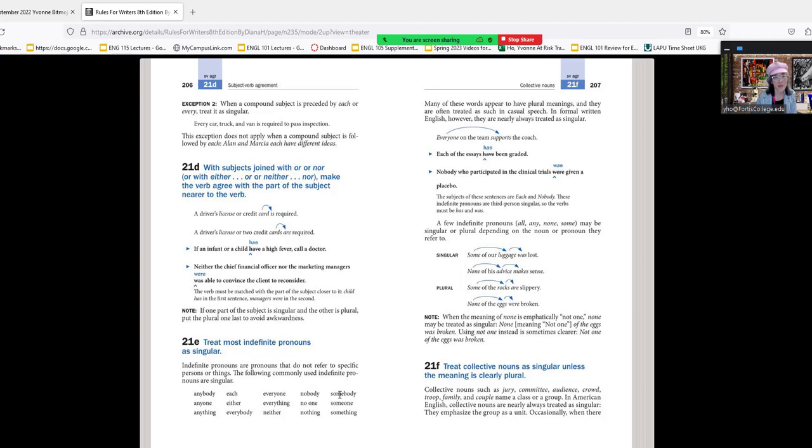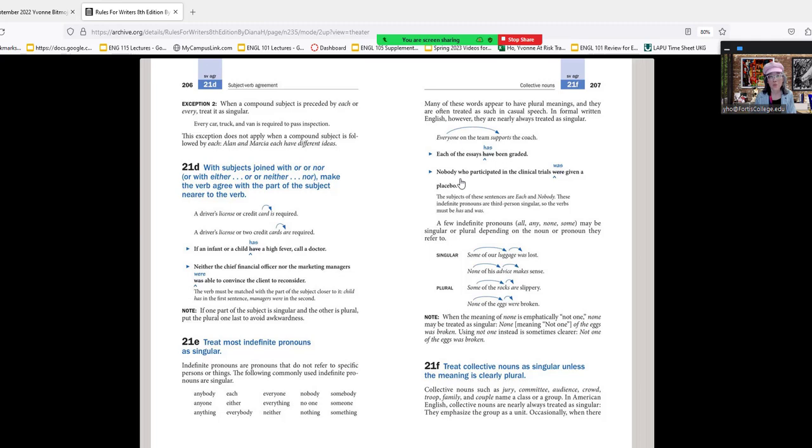Somebody is coming to knock at my door. Someone is watching over me. Anyone can be the thief or whatever. So all of these are singular subjects that take singular verbs. Everyone on the team supports the coach. So on the team is a prepositional phrase, so that's not the subject. Here the subject, everyone, takes the singular verb supports. Each of the essays. So of the essays is a prepositional phrase, and so each is the subject, and therefore has is the verb.